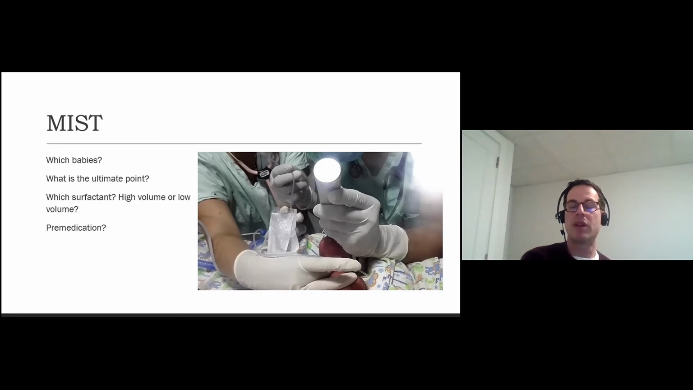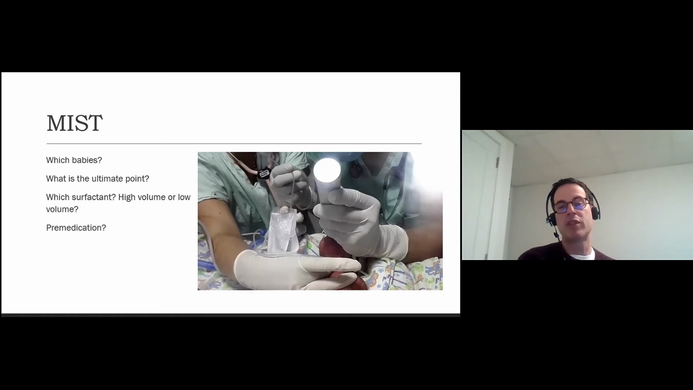So if you have a 36-weeker with TTN or let's say RDS, and they need surfactant, if you choose to give it via the MIST technique versus the INSURE technique, what in the end are you really doing in terms of difference? Is it less painful? We don't know that, at least I don't believe we know that, through comparisons looking at pain infant profile scores, or physiologic data in terms of heart rate, blood pressure, intracranial pressure, NIRS. We don't have that information yet.